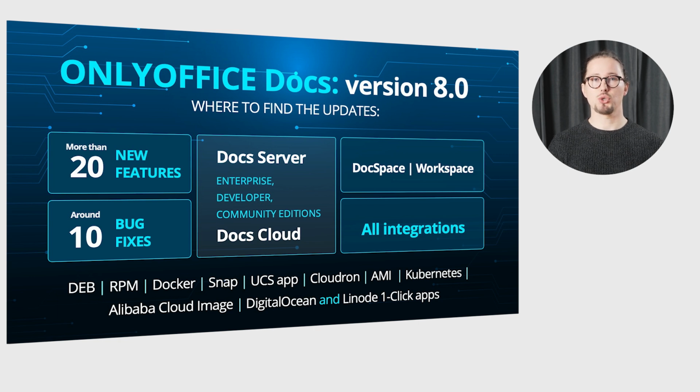You can deploy the editors choosing among multiple installation options, such as DEB, RPM, Docker, Snap, UCS app, Cloudron, AMI, one-click app on DigitalOcean, Vultr and Linode, Alibaba Cloud Image, Kubernetes. So, ready to explore all the novelties?